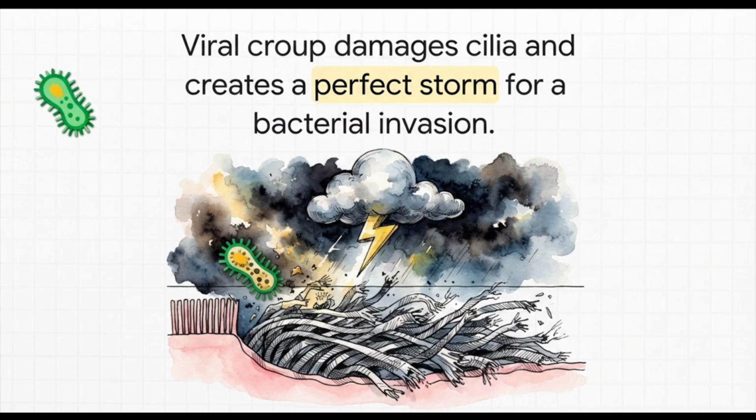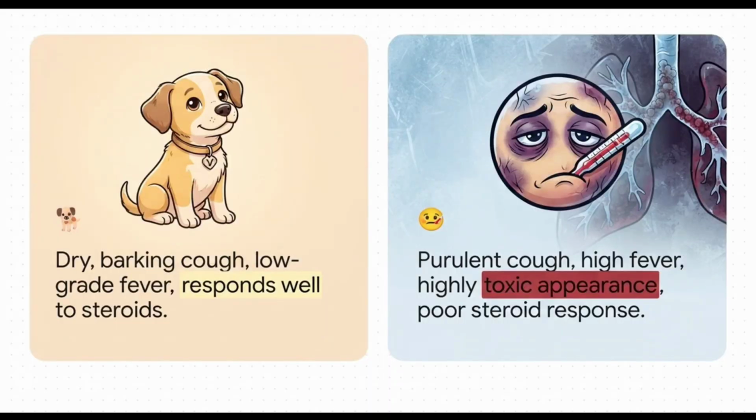With the sweepers completely paralyzed, mucus and dead cells just pile up. This creates the absolute perfect, nutrient-rich storm for a secondary bacterial invasion, very often by dangerous bugs like Staphylococcus aureus or MRSA. Spotting this deadly escalation really requires some clinical detective work. See, viral croup gives you a dry, barking cough, a low-grade fever, and the patient usually improves if you give them steroids to bring the swelling down.